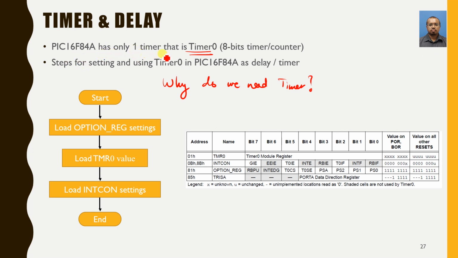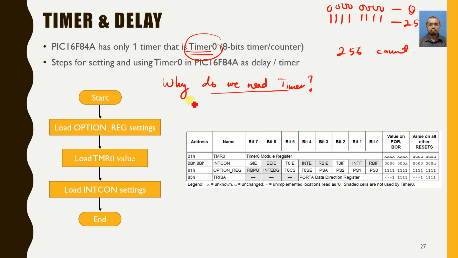PIC16F84A has only one timer, and we call it timer 0. It is an 8-bit timer, which means we have numbers from 00000000, which is 0, until 255. In total, we have 256 counts that we can perform. In order to use the timer, there are steps that you have to follow. But before that, why do we need a timer?